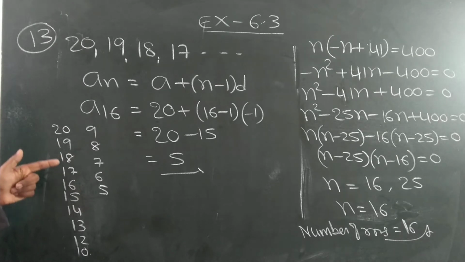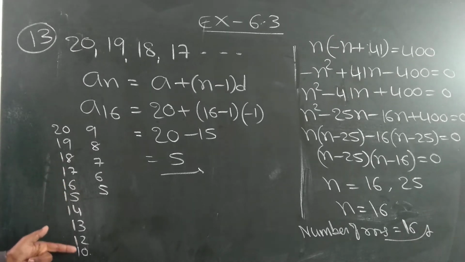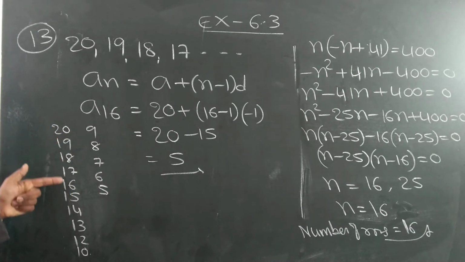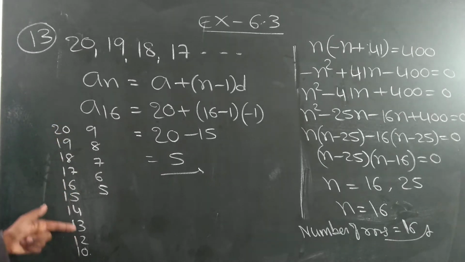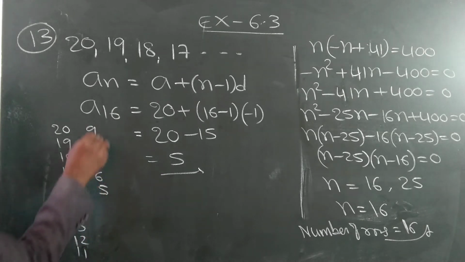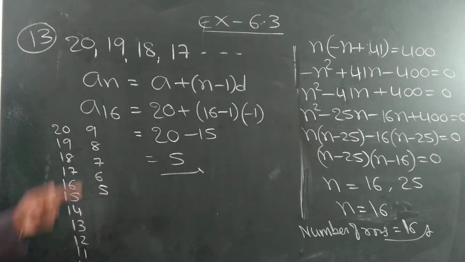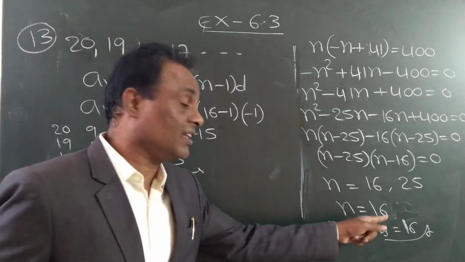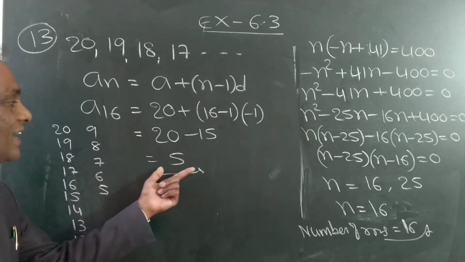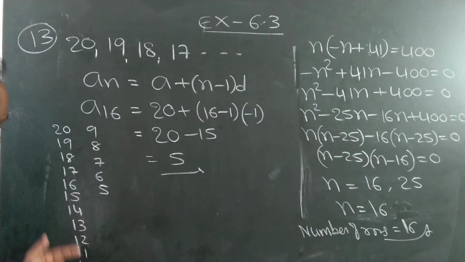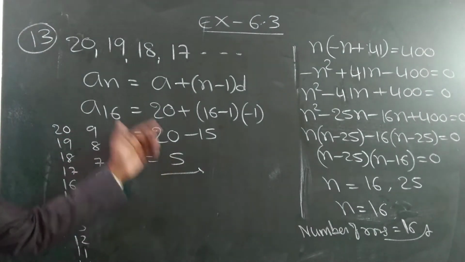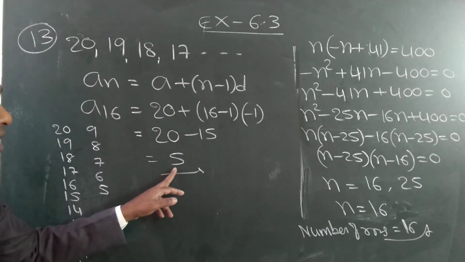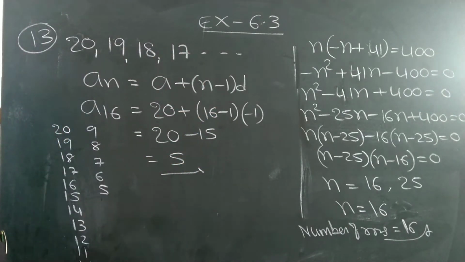So 1, 2, 3, 4, 5, 6, 7, 8, 9, 10, 11, 12, 13, 14, 15, 16th row. 16 rows are there. So 16th row will have how many logs? 5 logs. If you write like this also, we can tell. But without actually writing, we were using the arithmetic progression formula, we got the 16th row will have 5 logs.